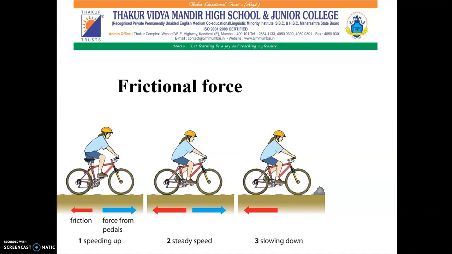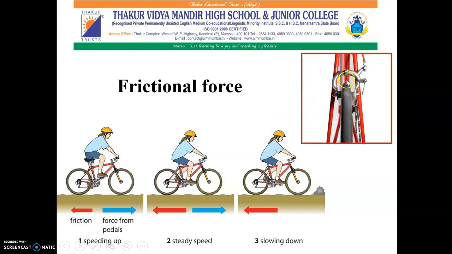Between which parts is friction produced? Here you can see in this picture, this is the tire of the bicycle and this is the brake. When the brakes are applied, the surface of the brake as well as the tire are rubbed against each other and frictional force is generated, because of which the motion of the bicycle is getting stopped.